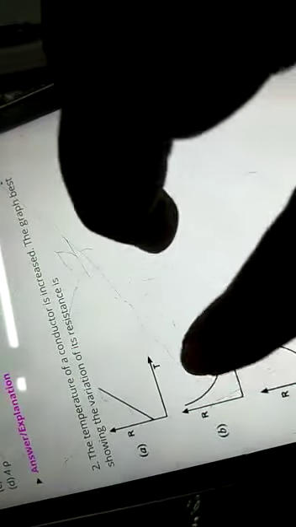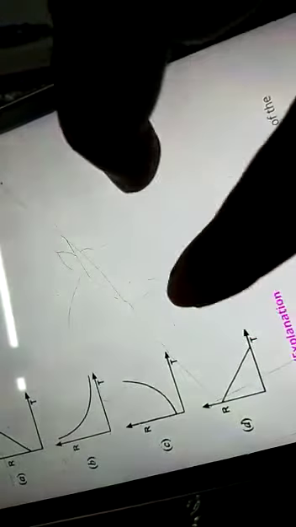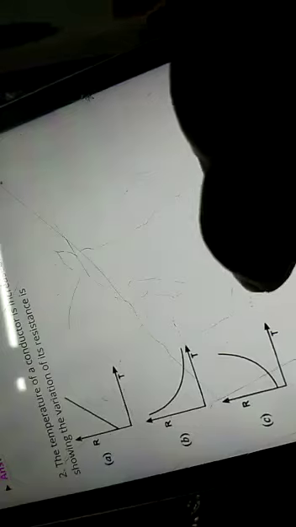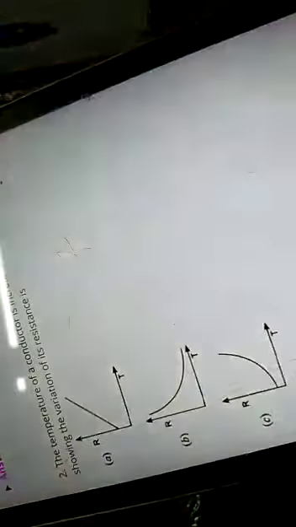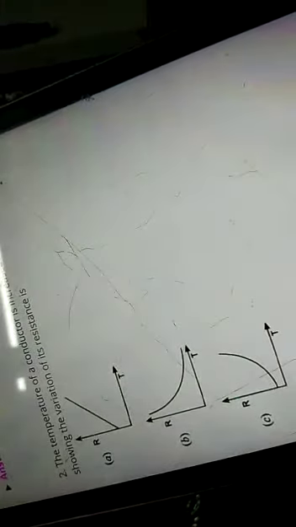B is not correct because it is not a straight line. C is not correct, it is not a straight line. D is not correct just because if temperature increases, resistance decreases. But here A is the correct option, as temperature increases, resistance increases, and also it is a straight line. So for question number 2, your correct option is A.